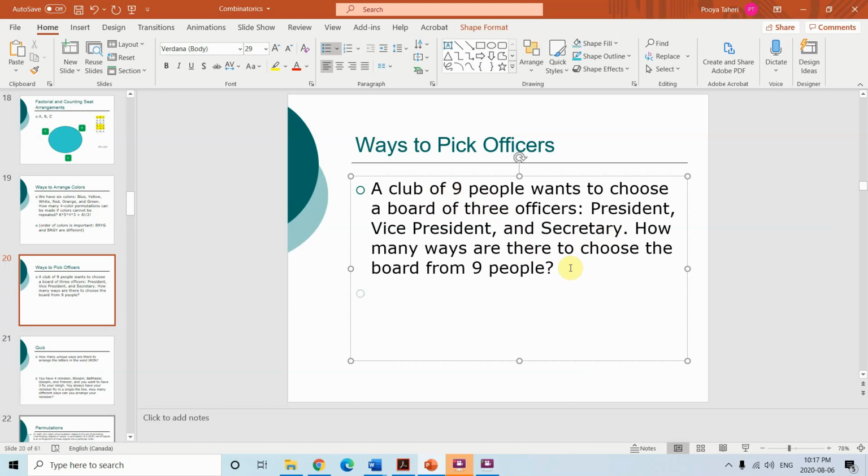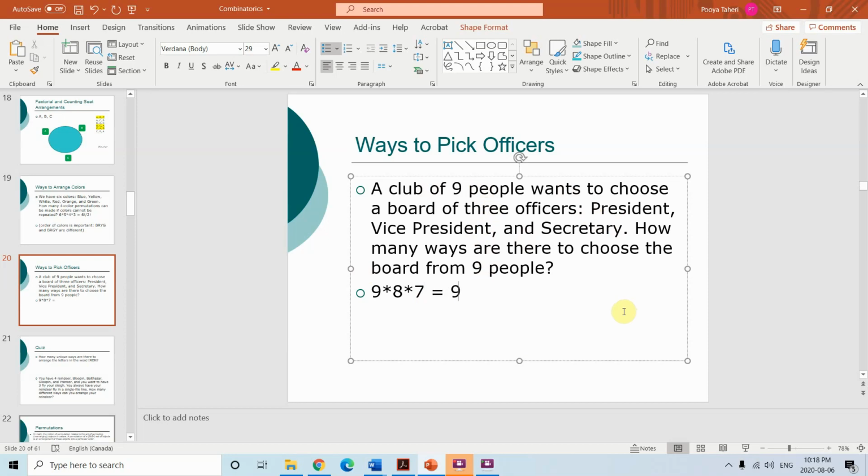Again, for the president, we have 9 options. For the vice president, because we picked 1 person for the president, we would have 8, and for the secretary we would have 7, right? So this is the case where n is equal to 9 and r or k is equal to 3. We have n objects, 3 places to put them. Okay, and again, look at it.